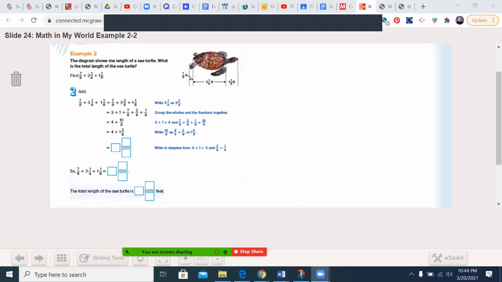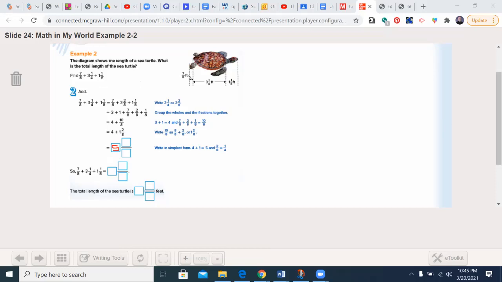10/8 can be simplified into a mixed number. And that is going to be 8 goes into 10 once. There's a whole number. Remainder is 2. We have 2/8. So now we have 4 plus 1 is 5. That's going to stay like that. And 2/8. Now 2/8 can be simplified by dividing top and bottom by 2, which brings us back to a quarter.